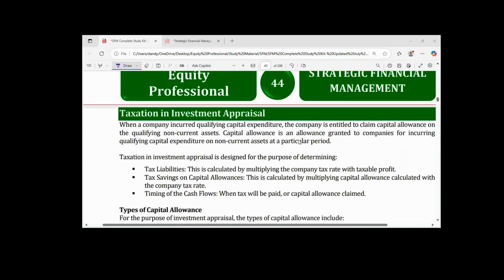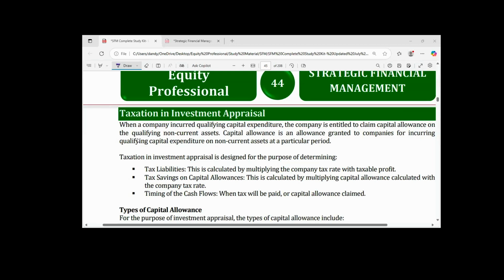Now, again, I will not bother you with too much of a story as far as taxation is concerned. One thing you need to understand is that when we were discussing relevant cash flow, we said that depreciation, amortization, and provision are irrelevant because they are notional costs. They are not cash items. Now, as far as depreciation is concerned, for the purpose of taxation, depreciation is a disallowable expense because different methods are used by companies to determine their depreciation charge for the respective years.